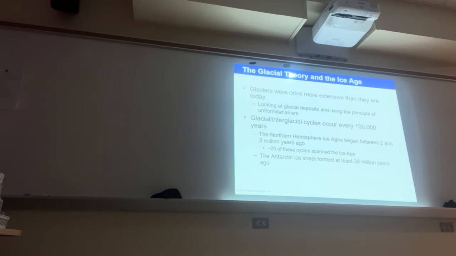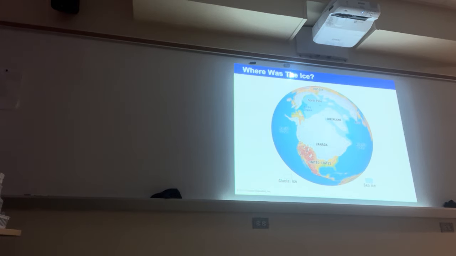Glacial and interglacial cycles typically occur every 100,000 years. The northern hemisphere ice ages began between 2 and 3 million years ago, and we've had approximately 20 cycles of glacial and interglacial. The Antarctic ice sheet formed at least 30 million years ago. So currently we are in an interglacial period.